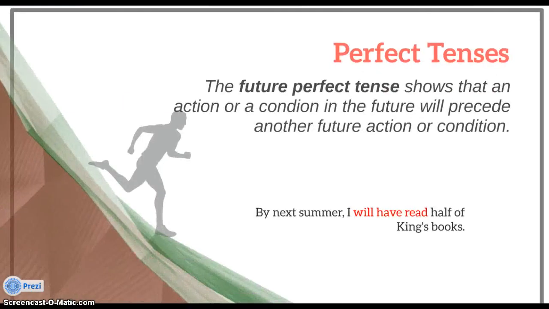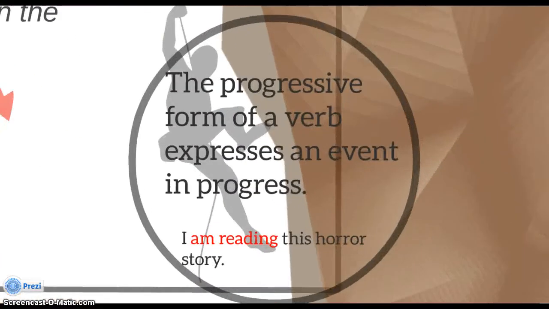Then we have future perfect tense. Future perfect tense shows that an action or a condition in the future will precede another future action or condition. By next summer, I will have read half of King's books. So now we know there's going to be 2 things. One of them will happen in the future before the other one. So those are verb tenses.